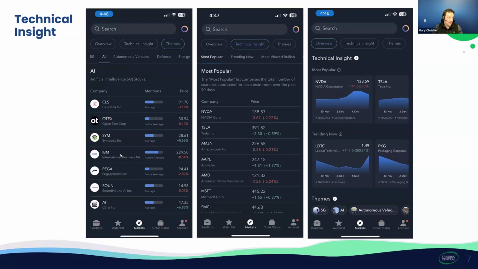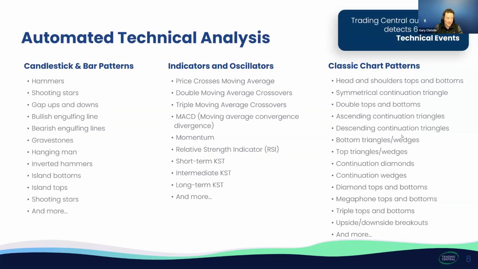But then you can go into more detail on the technical analysis side and see what trends are happening with this stock. Are there any classic pattern breakouts or not? So that's Technical Insight. Again, Technical Insight detects over 60 different indicators, right? We have them all in 3 categories.